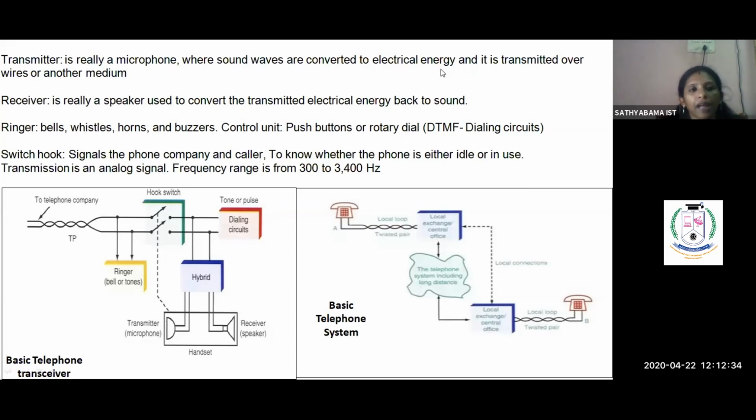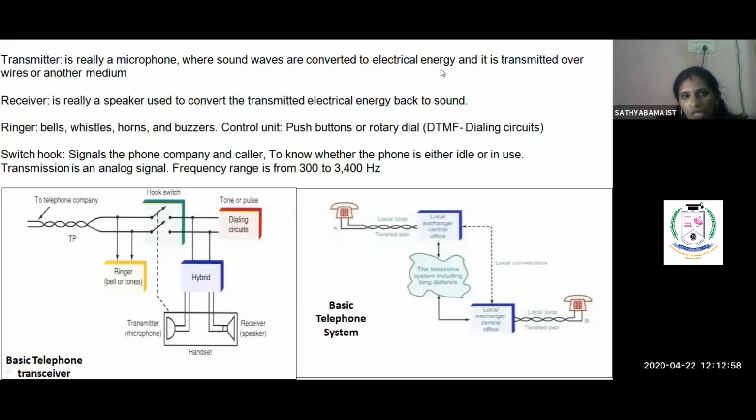Okay, and then we are having a switch hook. Switch hook is nothing but the signal the phone company and caller will be having, to know whether the phone is either in the idle mode or in the using mode. That is, idle means you will not be having any dial tone, and if the other person is having a communication, you will be getting a busy tone. So that is what the switch hook represents. So transmission is an analog signal.